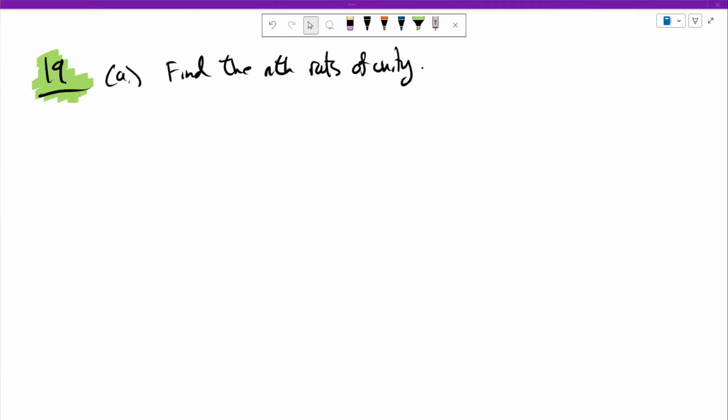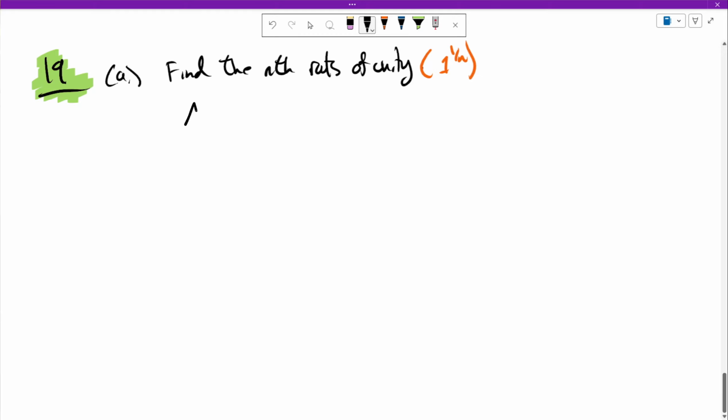In problem 19, we're introduced to a very important concept. The concept is the nth roots of unity. So the unity in complex numbers is the number 1. So this means the nth roots of 1. Okay. So let's find a formula that tells us what they are, and then we're going to explore them a little bit in parts B and C.